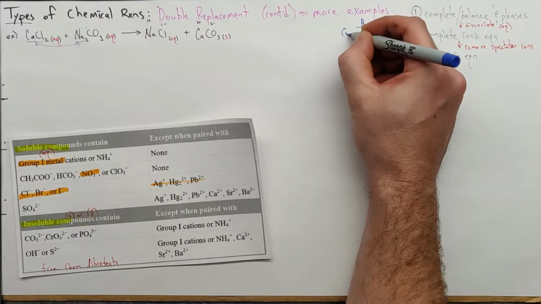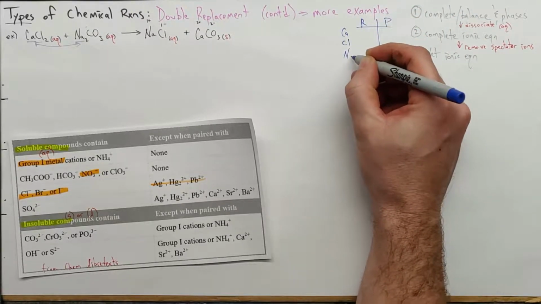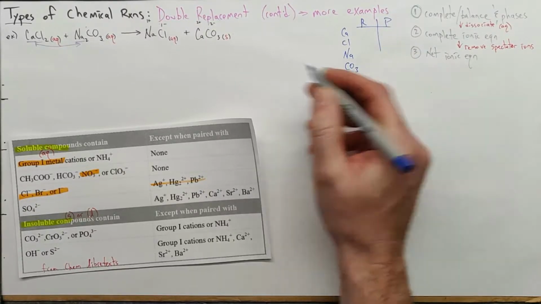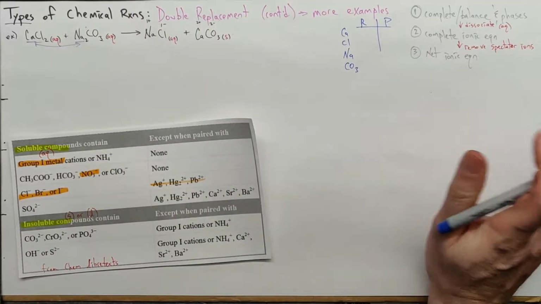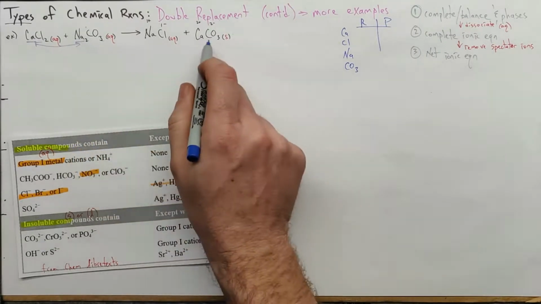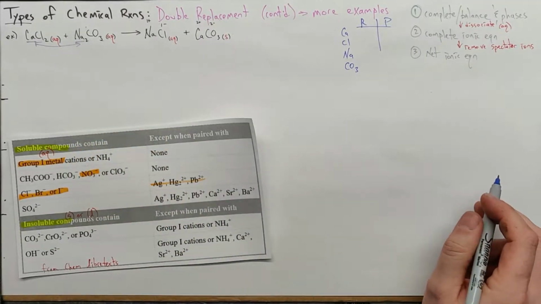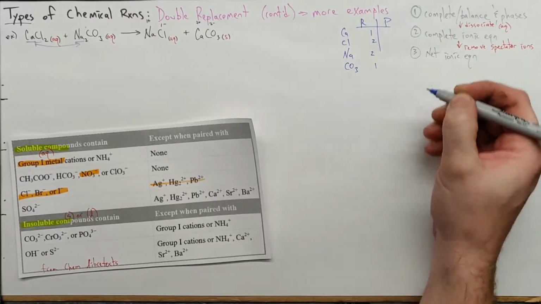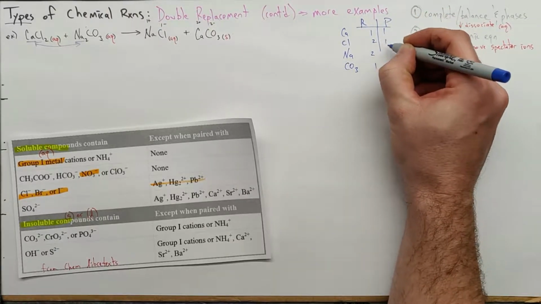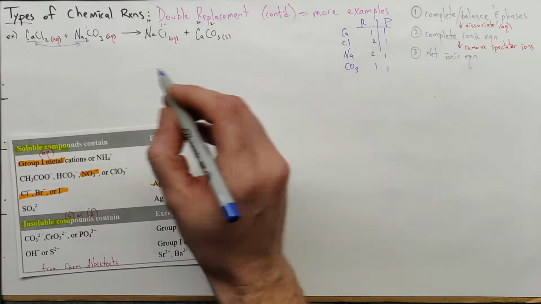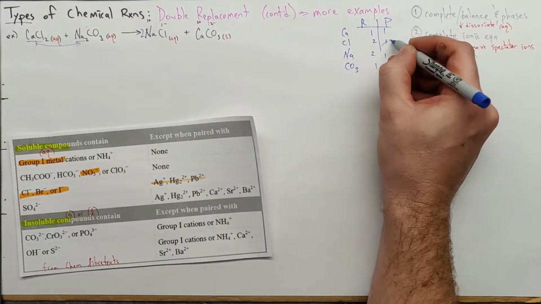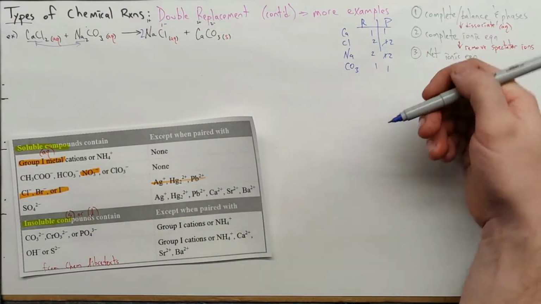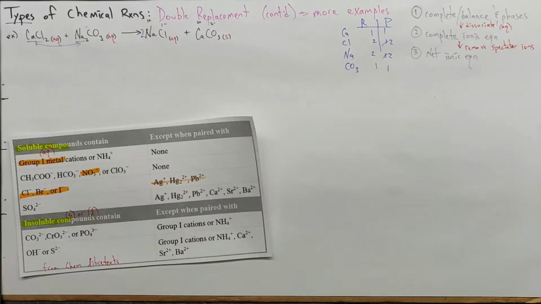We have calcium, chlorine, sodium, and carbonate. And again, for balancing purposes, if you have a polyatomic ion that's on both sides, keep it together. It's easier to balance. All right, 1, 2, 2, 1. On the product side, 1, 1, 1, 1. So it looks like we can put a 2 there, and it will be balanced. And again, anybody can look at that work and know it's balanced.